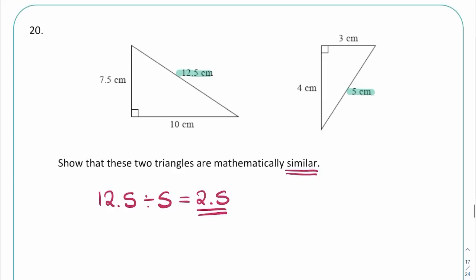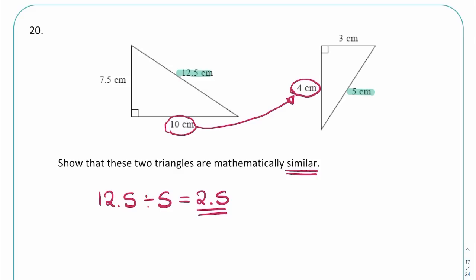Now, the fact that it says show that they're similar means that they are definitely similar. So we just need to make sure that when we get the smaller sides and multiply them by 2.5, we get the same as the bigger sides, or of course the other way around. If I take the bigger sides and divide them by 2.5, I get those smaller sides. It doesn't really matter which way, I could do one of each. So let's go from 10 to 4, which is the other base of that triangle, I guess.